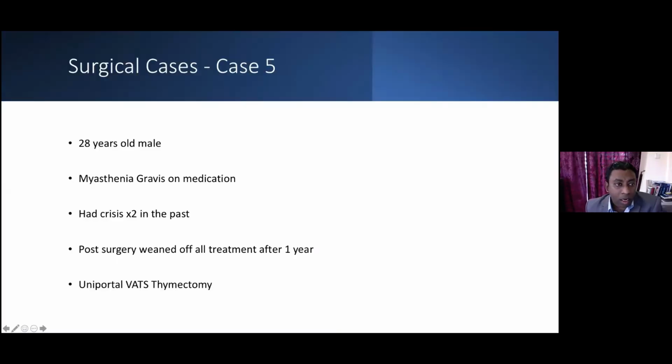Another case, another patient again with myasthenia gravis on medication who had 2 crises in the past. And we find that all these patients with myasthenia gravis, if we do a minimally invasive approach, they can be weaned off the ventilator quickly, and it reduces the risk of crisis. This patient did well from a uniportal VATS thymectomy, and after 1 year post-surgery, the patient was weaned off all treatment. Prior to surgery, the patient was on high-dose steroids and immunosuppressive drugs.